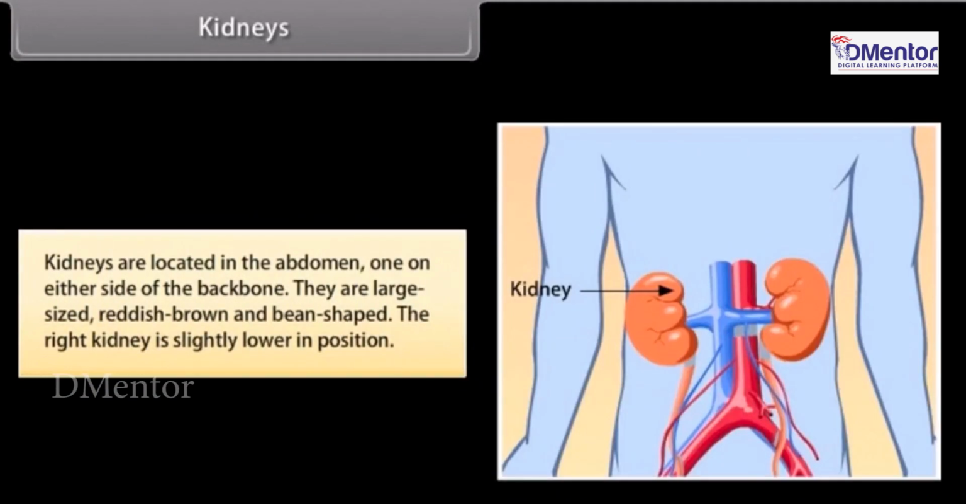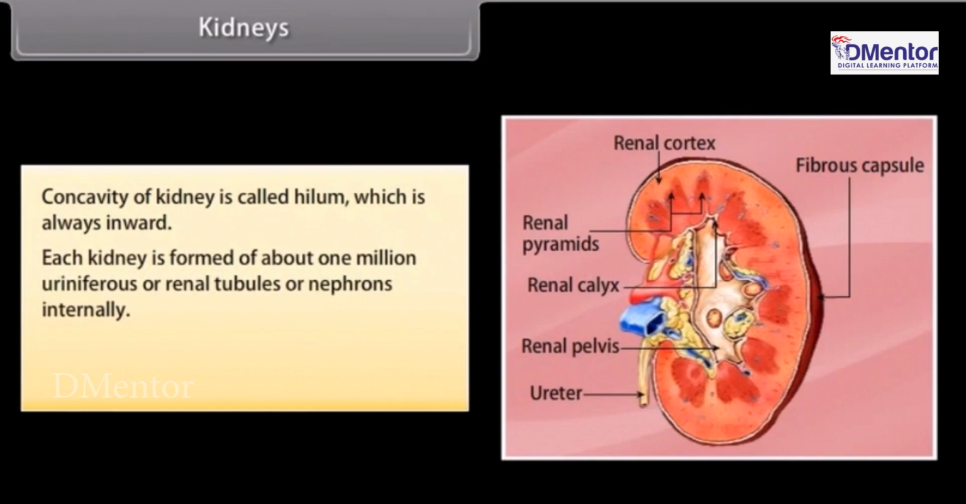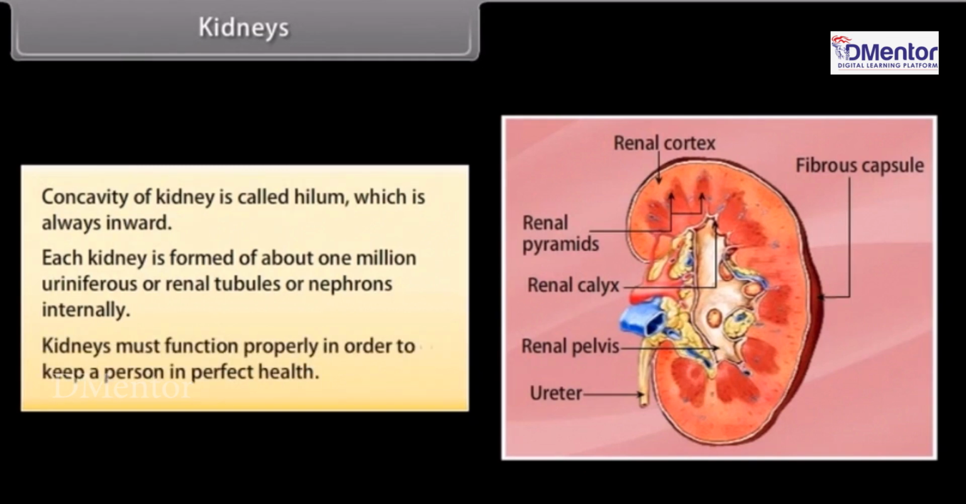Kidneys. Kidneys are located in the abdomen, one on either side of the backbone. They are large-sized, reddish-brown and bean-shaped. The right kidney is slightly lower in position. The concavity of the kidney is called the hilum, which is always inward. Each kidney is formed of about 1 million uriniferous or renal tubules or nephrons internally. Kidneys must function properly in order to keep a person in perfect health.